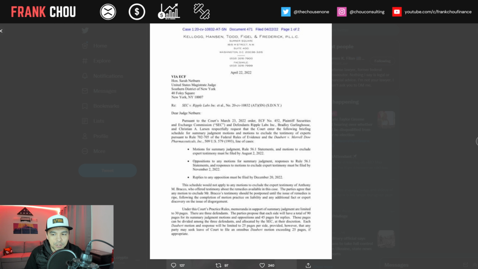So here you go. Motions for summary judgment, Rule 56.1 statements, and motions to exclude expert testimony must be filed by August 2nd, 2022. Oppositions to any motions for summary judgment, responses to Rule 56.1 statements, and responses to motions to exclude expert testimony must be filed by November 2nd, 2022. Replies to any opposition must be filed by December 20th, 2022.